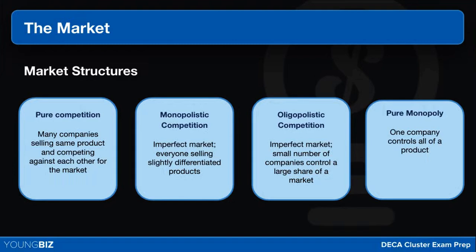Now, moving on, we're going to talk about the oligopolistic competition. The oligopolistic competition is an imperfect market where a small number of companies control a large share of the market. An example of this is the oil industry, which is controlled by a small portion of companies. Lastly, a pure monopoly is where one company controls all of a product. In real life, these are considered rare nowadays, but an example of this could be the United States Postal Service, which controls our government-issued post documents.